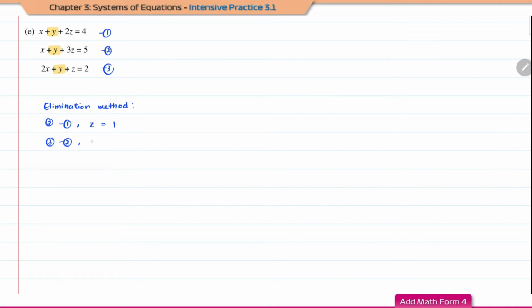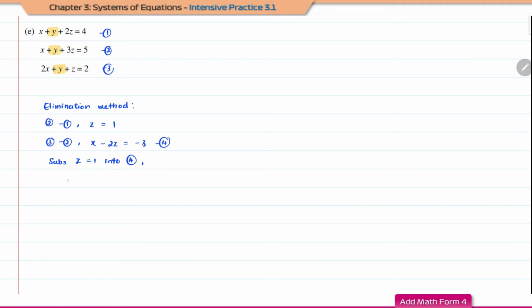So 2x minus x is x, positive 1. And then y minus y is 0. So z minus 3z is equal to negative 2z. And then 2 minus 5 is equal to negative 3. So this one, I'm going to label it as equation number 4. So next, I'm going to substitute the z equal to 1 into equation number 4 in order to find what is the value of x.